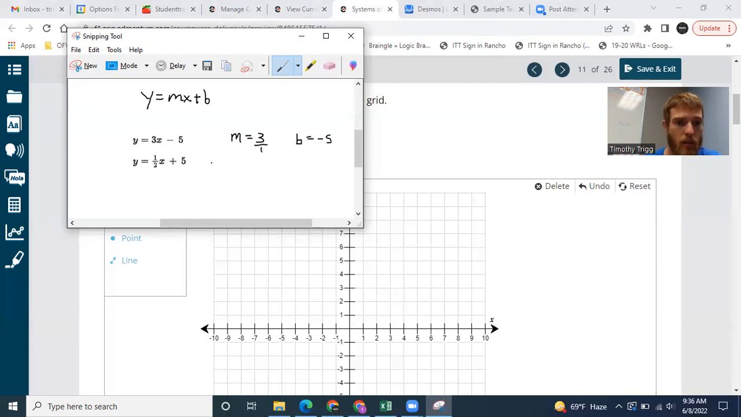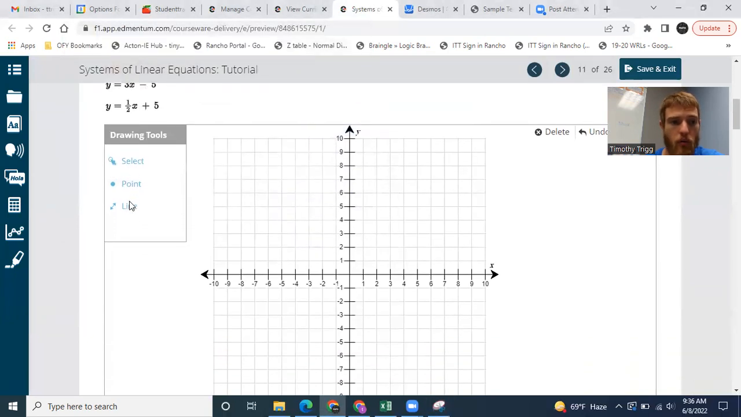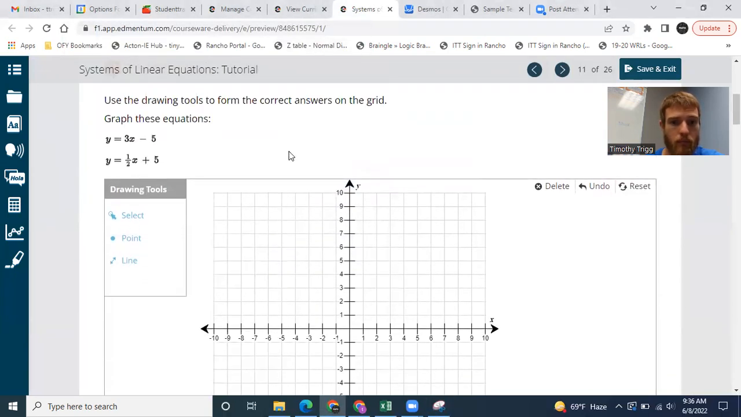For the second equation, I'll change color here. My slope is what? Hopefully you see that it's 1/2. And the y-intercept in this case is +5. So let's go ahead and graph these two lines here. We'll use this line tool.